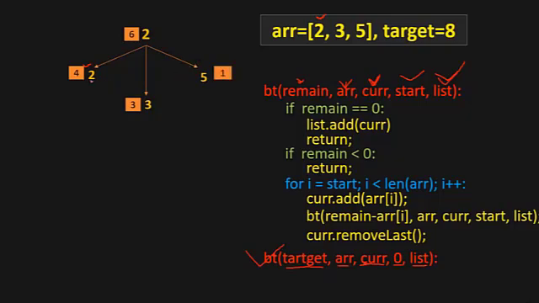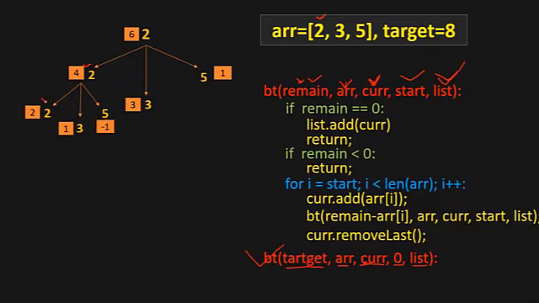Then for 2, we have again 3 choices. We can have 2, we can have 3, we can have 5. Alright, now let's calculate the remain for 2, 3 and 5. For 2, 4 minus 2 is 2. 4 minus 3 is 1. 4 minus 5 is minus 1.